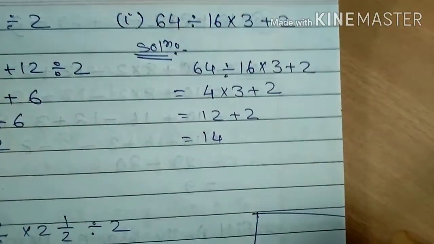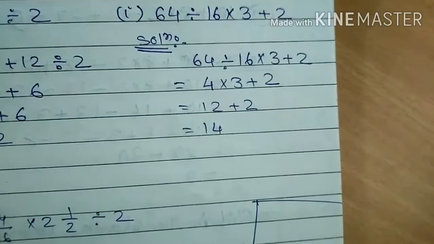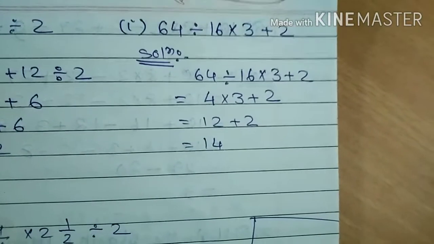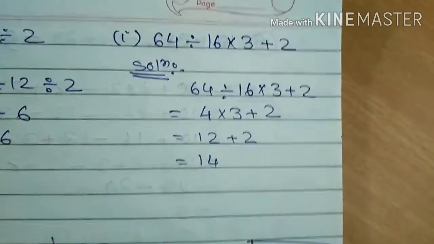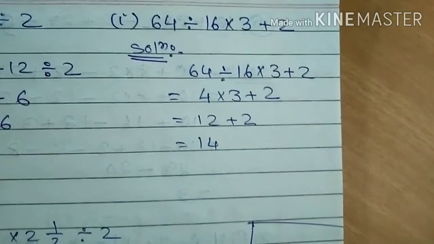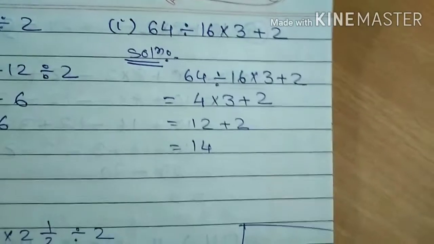I think you remember the rule, the DMAS rule. DMAS rule is what? Division, multiplication, addition and subtraction. By applying this rule we will do the simplification part. So, the remaining questions of this exercise.